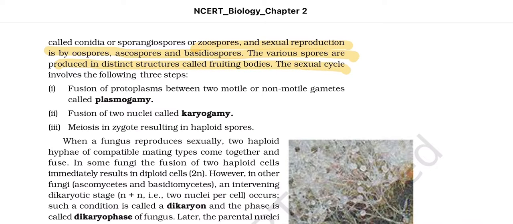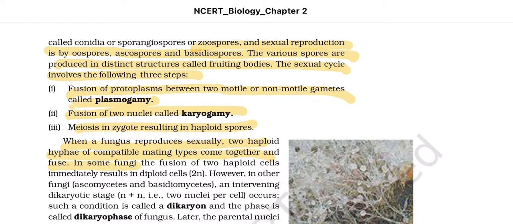The sexual cycle involves the following three steps. 1. Fusion of protoplasms between two motile or non-motile gametes, called plasmogamy. 2. Fusion of two nuclei, called karyogamy. 3. Meiosis in zygote resulting in haploid spores. When a fungus reproduces sexually, two haploid hyphae of compatible mating type come together and fuse.